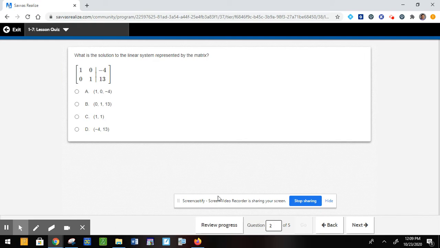All right. What is the solution to the linear system represented by the matrix? In this case, it's a 2 by 2. So I can eliminate A and B right away because they've got 3 solutions. So that's not it. The first row means x equals -4, and the second row means y equals 13. So it would be D.